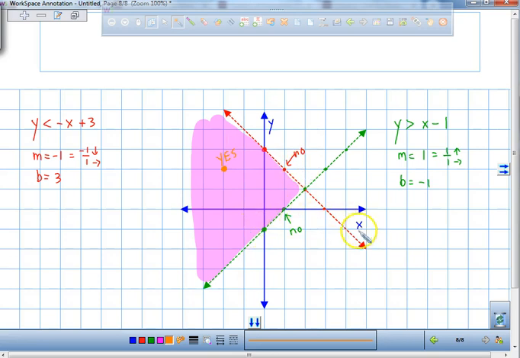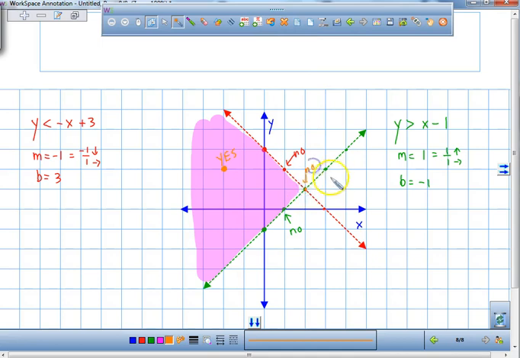Anywhere on these lines is not going to be considered a solution. So even especially right here, is that a solution right there? No, because they're both dotted. So even right here, that's where the two lines intersect, but that would be considered no.